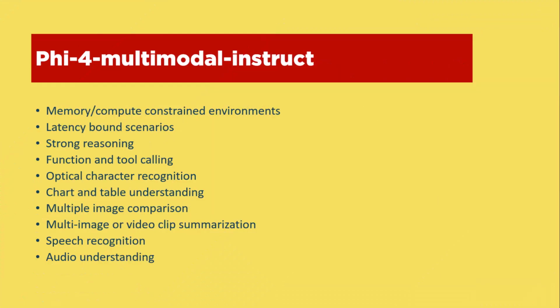Now, if you're looking to work with a powerful AI that can process text, images, and audio all at once, you're in the right place. This lightweight open multimodal foundation model is a game changer. It comes with a massive 128K token context length and can handle everything from visual math reasoning to speech recognition and translation across multiple languages. The best part? It's designed to work efficiently in memory-constrained environments and latency-bound scenarios.